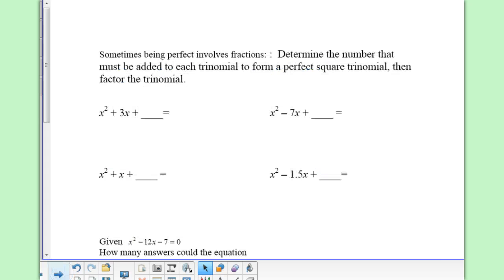We go on, and now, knowing what we know, perfect squares don't always have to be integers. You can build perfect squares from numbers that aren't even whole numbers. So what's the perfect number that goes here?